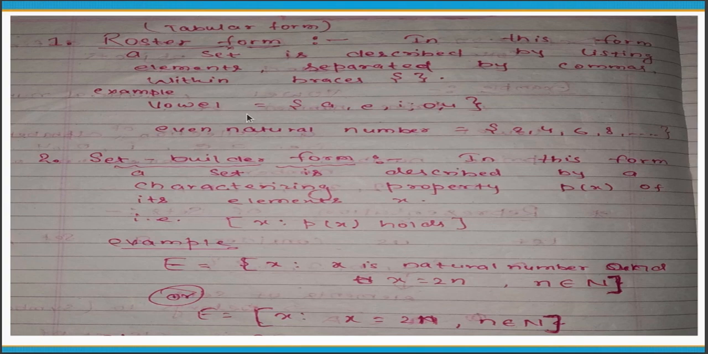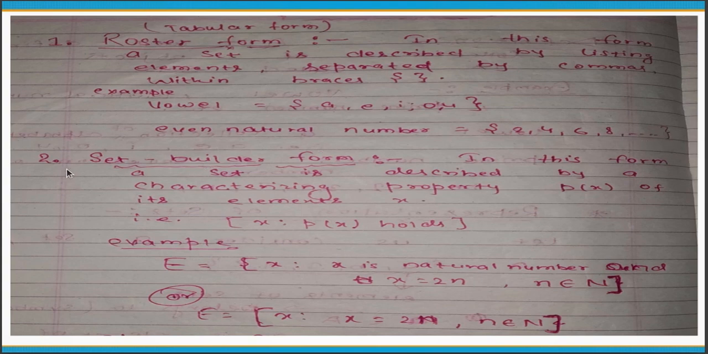For example, vowels: braces A, E, I, O, U separated by commas. Each element is described and separated by commas within braces. And second example is even natural numbers: 2, 4, 6, 8 and so on, like this.